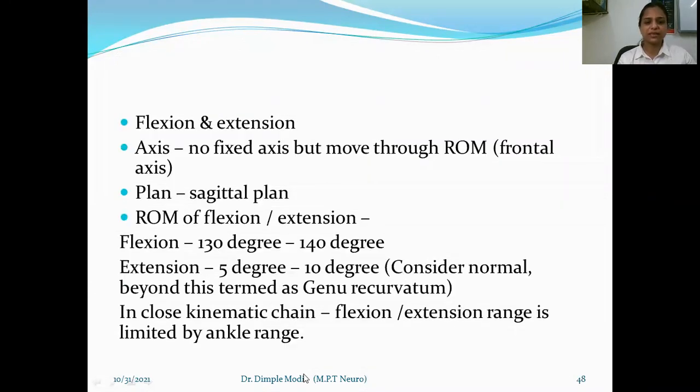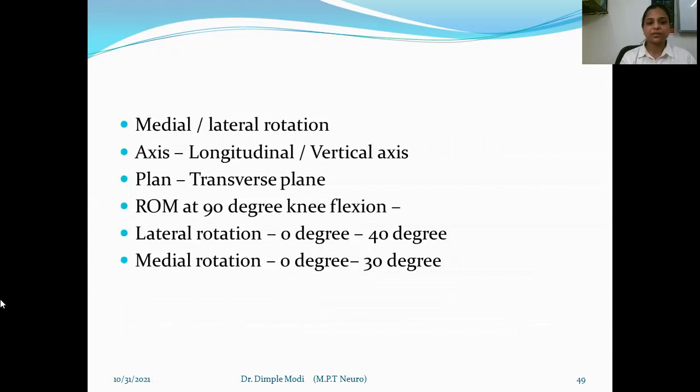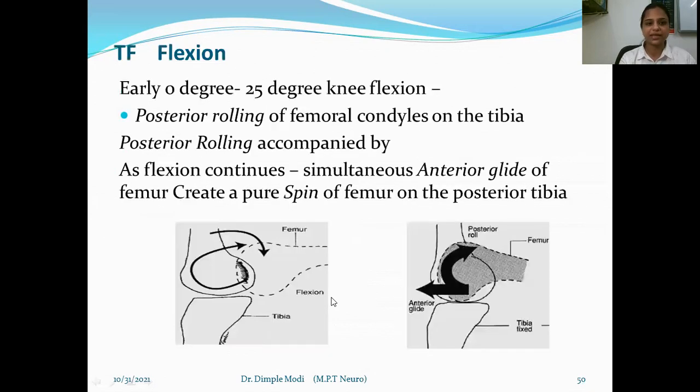So, how many degrees of flexion and extension occur at the knee joint? These are the ranges: flexion 130 to 140 degrees, extension 5 to 10 degrees. If it is more than that, that is genu recurvatum. The axis of rotation we have already discussed in the first lecture. For rotation, lateral rotation is about 0 to 40 degrees, and medial rotation about 0 to 30 degrees.